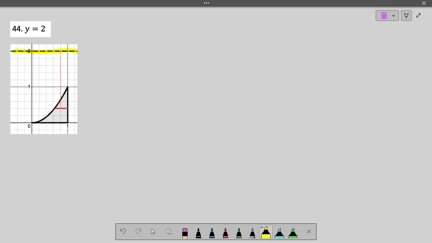We want to use shells. The axis of rotation is horizontal. To create a cylinder, we will use a horizontal element so that our integration element is parallel to the axis of rotation. That's how we create a cylinder, parallel. So right away we know that the geometric shape that we're using is a cylinder.